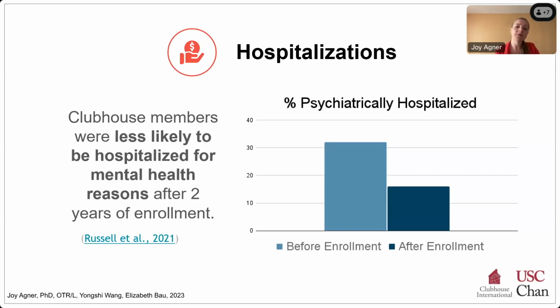enrollment were hospitalized at a much higher rate. So around 30% of the members had been hospitalized prior to starting their enrollment in Clubhouse. By the way, this is a study that was done in Canada. And then after 2 years of enrollment, that reduced from around 30% of members to around 15% of members. So we displayed that visually and then created just a simple, concrete explanation of what the finding was.